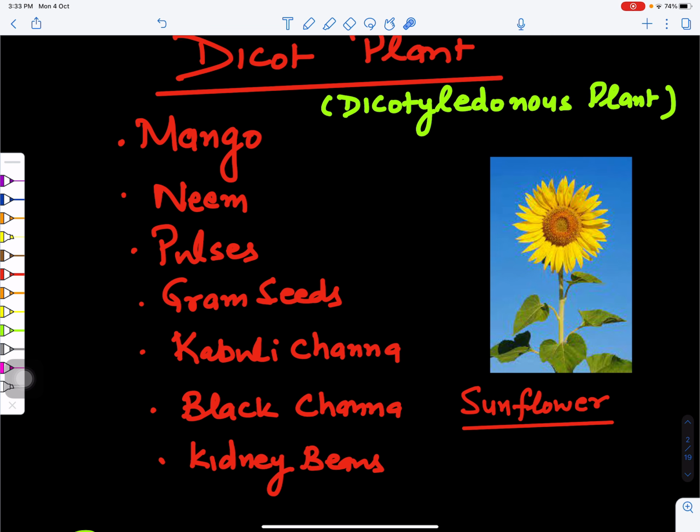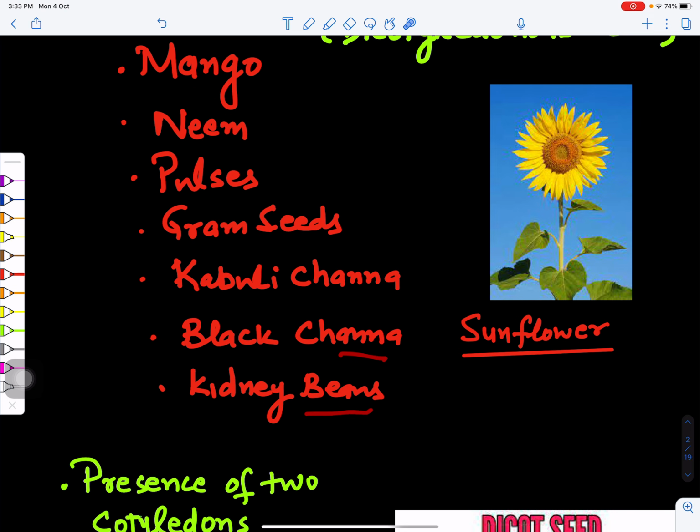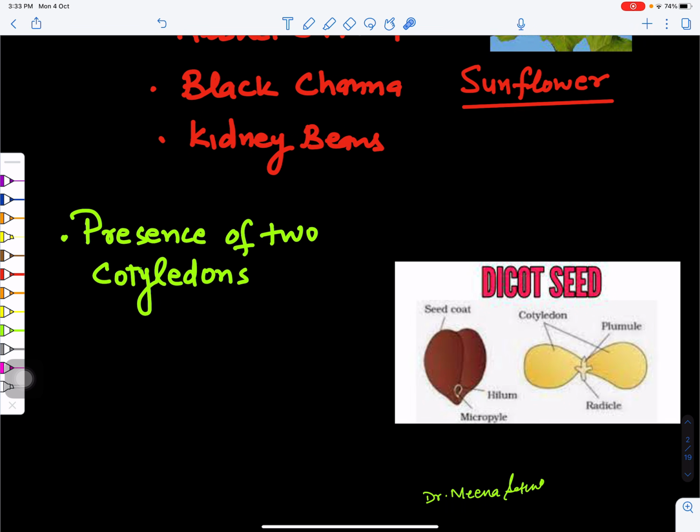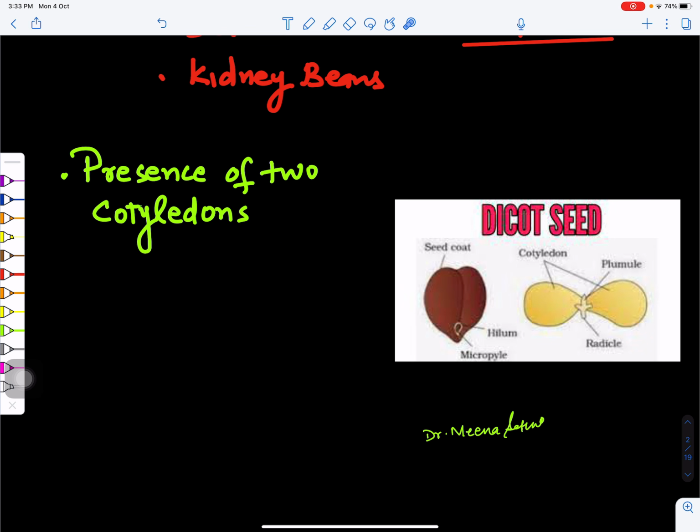Examples of dicot plants are so many, but I'll mention a few of them like mango, neem, all the pulses, gram seeds, Kabuli chana, black chana, kidney beans, rajma. This is also sunflower, because here we will be discussing the anatomy of the sunflower stem. So as we discussed, the presence of two cotyledons is one characteristic of a dicot plant. Now this is the gram seed.